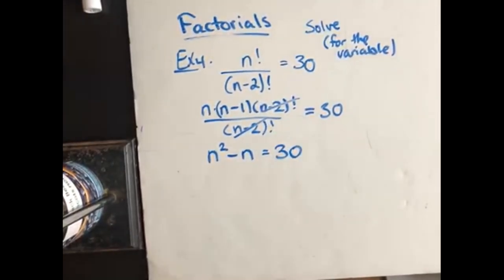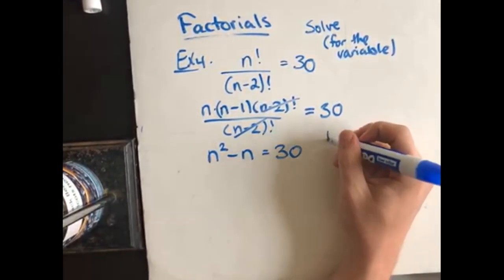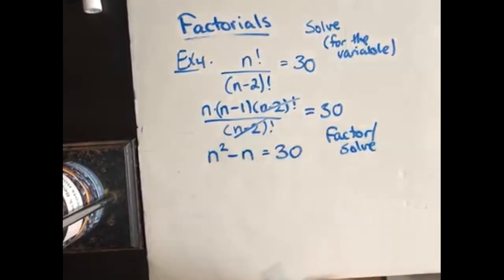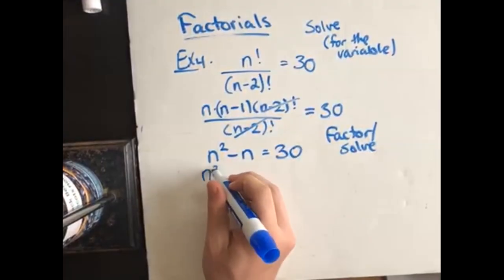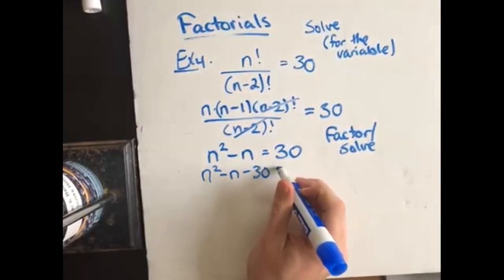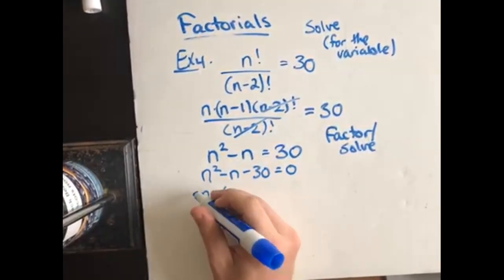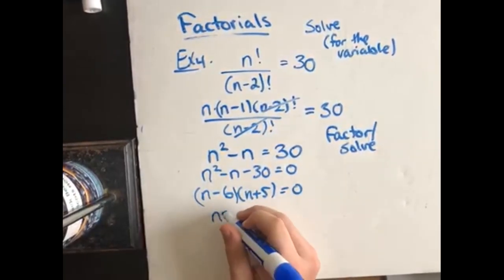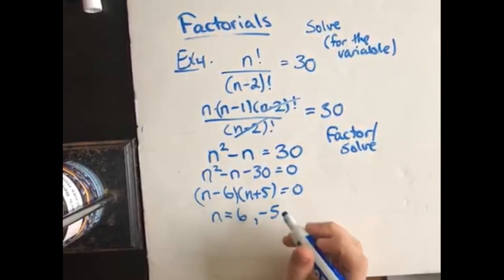The reason I do that is you may notice now we have a quadratic, and you've been doing this for 2 years now. We're going to do the factor and solve, so we're going to make it equal to 0. Then we factor: n minus 6, n plus 5 equals 0. You get n equals 6 and negative 5.